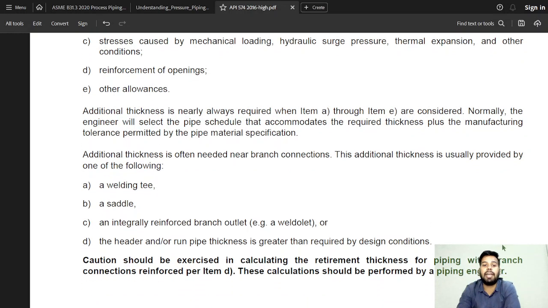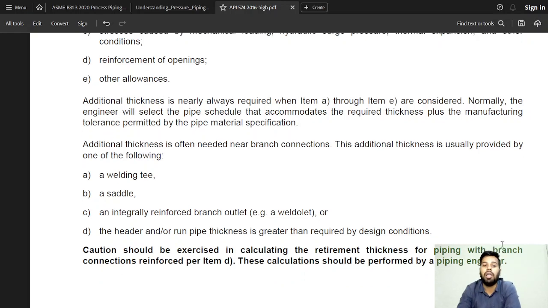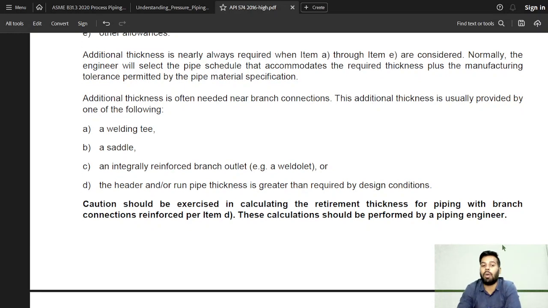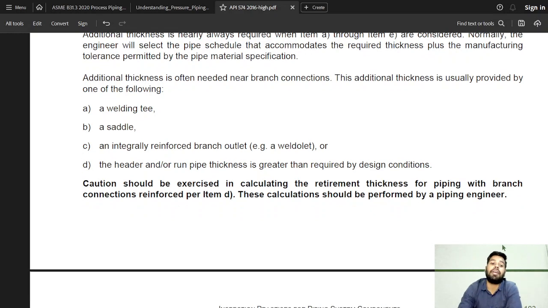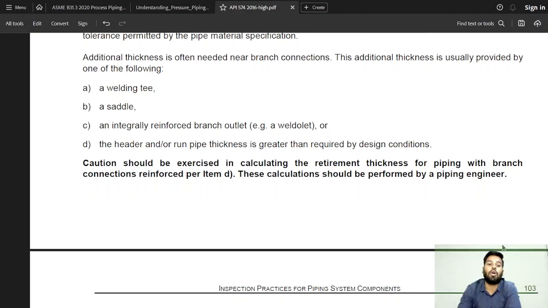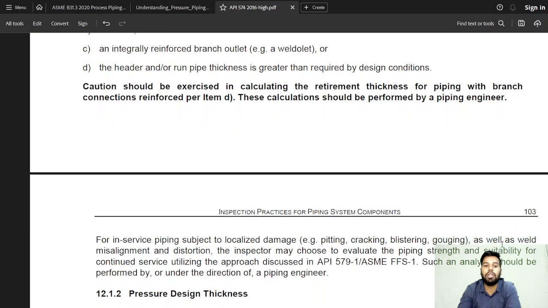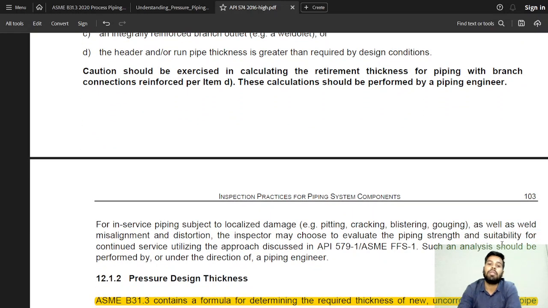Normally, the engineer will select the pipe schedule that accommodates the required thickness plus manufacturing tolerances permitted by the piping material specification. Additional thickness is often needed near the branch connections. This additional thickness is usually provided by one of the following: a welding tee, a saddle, an internally reinforced branch outlet, or a header or run pipe thickness that is greater than the required design thickness. Caution should be exercised in calculating the retirement thickness for piping with branch connections reinforced per these items. These calculations should be performed by a piping engineer.